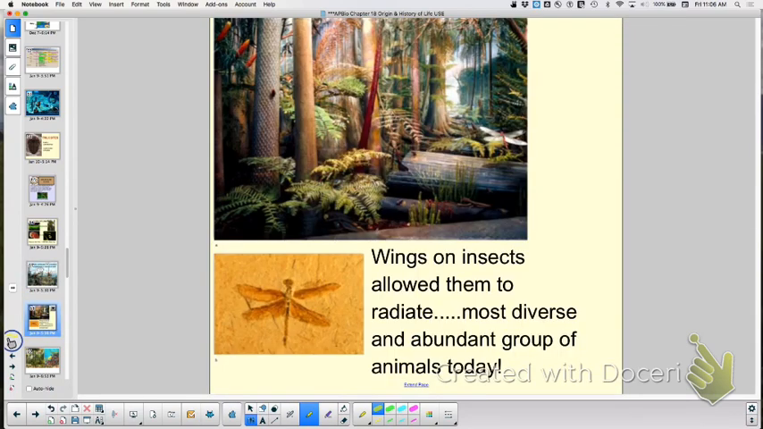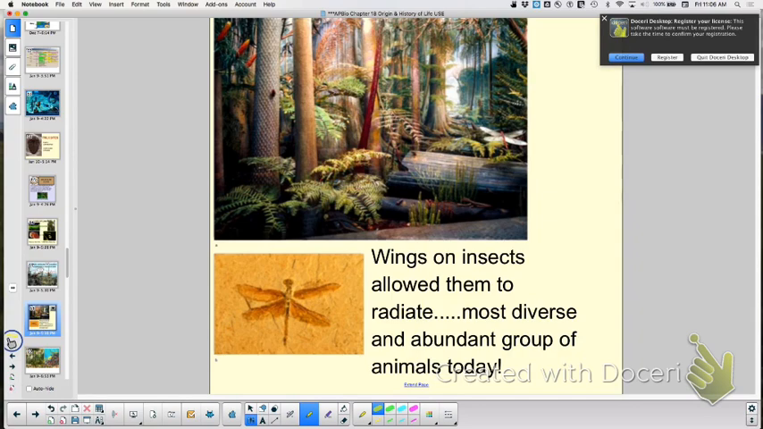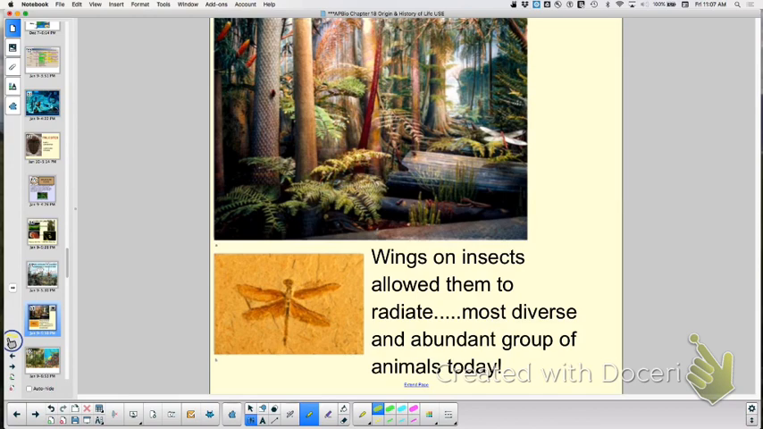Wings on insects allowed them. Now remember we talked about adaptive. You got wings. All of a sudden it's not like this is your little area. You can fly to a new area and you can spread out into these different areas. And the evolution of winged insects was huge for what's going to happen now, which is we're going to have the beginnings of flowers. Because flowers need insects to what?